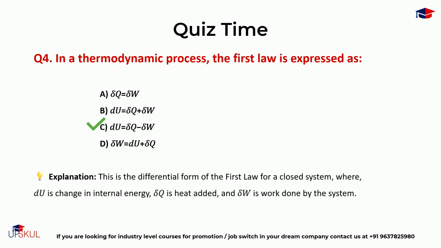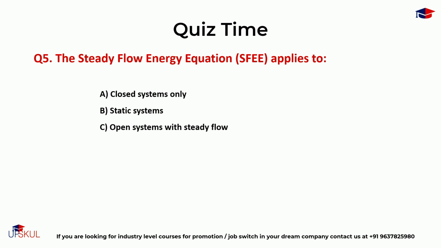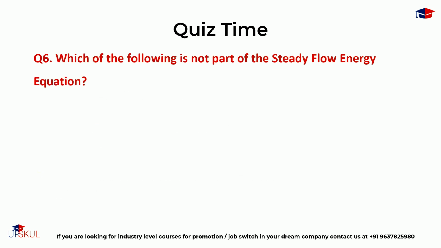Question 5. The steady flow energy equation applies to A. closed systems, B. static systems, C. open systems with steady flow, and D. isolated systems. Now, the steady flow energy equation is used for devices like turbines, nozzles, compressors, where mass enters and leaves under steady conditions. So, it is an open system with steady flow. Question 6. Which of the following is not a part of the steady flow energy equation? Enthalpy, kinetic energy, potential energy, or entropy? Answer is D. Entropy.